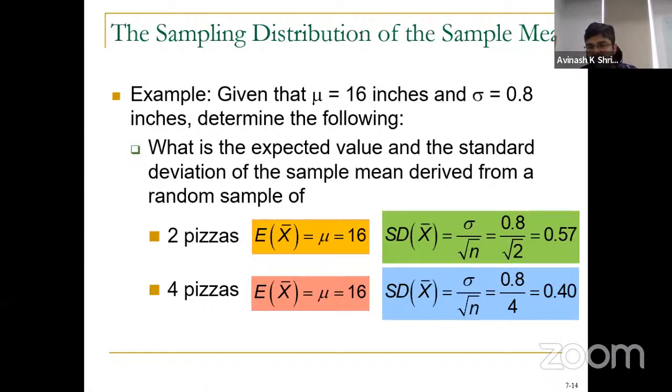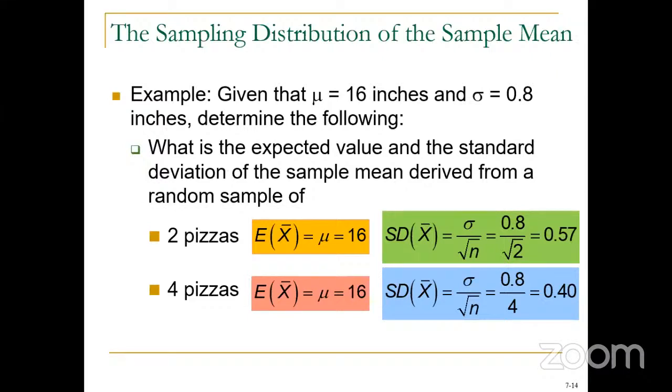Anyone from the meeting, please? Why is the mean value in the case of sampling of 2 pizzas and in the case of sampling of 4 pizzas equal to 16? Why is it not changing? Population mean.